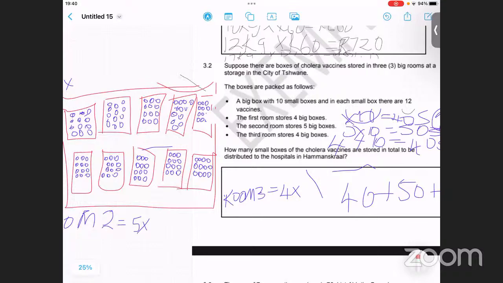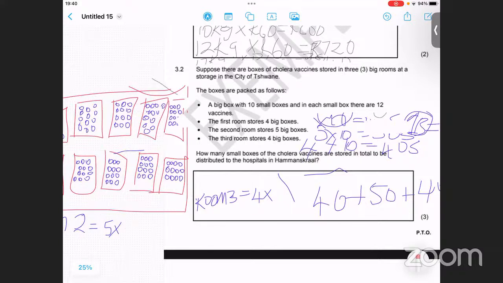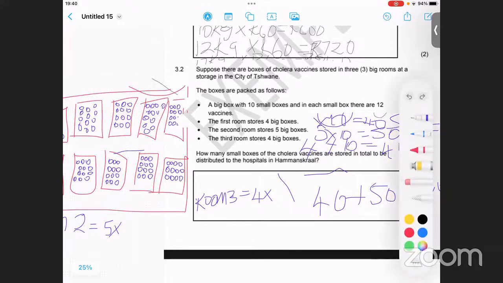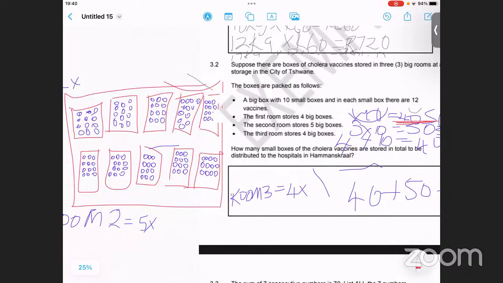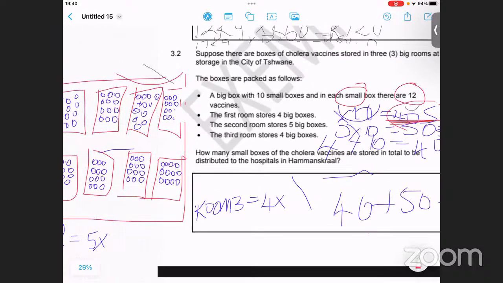Okay, so what you're supposed to do is take the 40 small boxes that we calculated in the first room. No, that's not what I want you to do. So what you're gonna do now, you're gonna take the 40 small boxes. They said each small box has 12. So in room 1, we have 40 small boxes. So your answer was going to be 40 multiplied by 12, okay? Yes. Yeah, so that's how you're going to calculate for that.